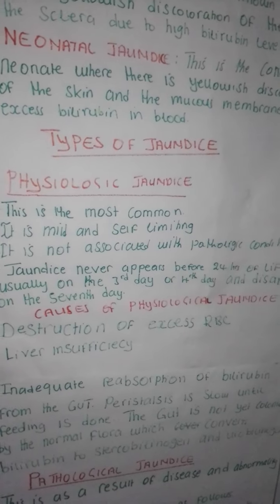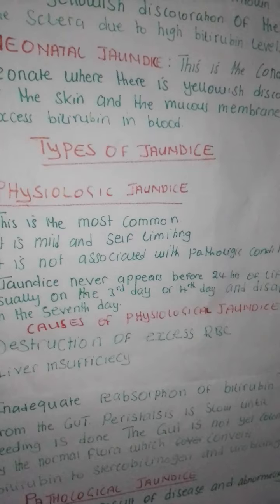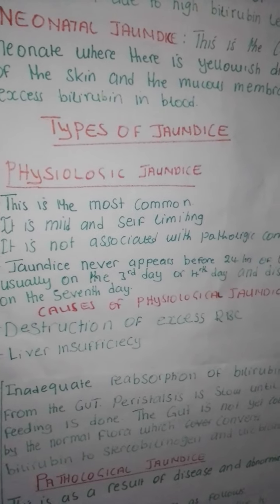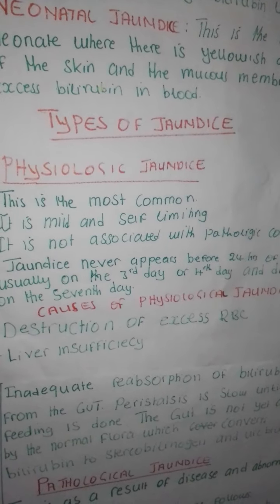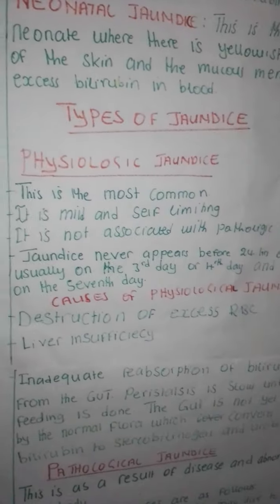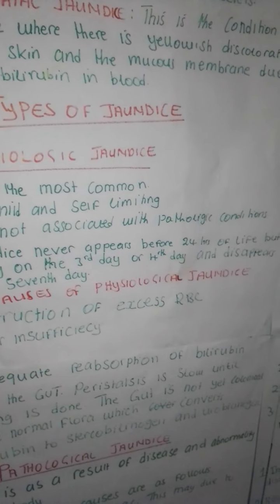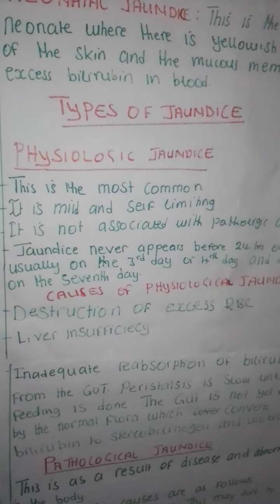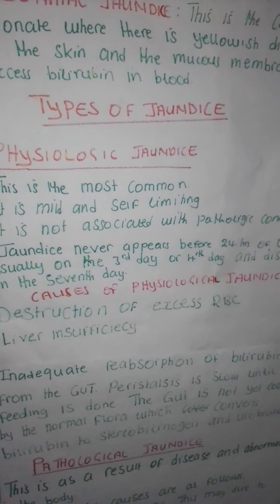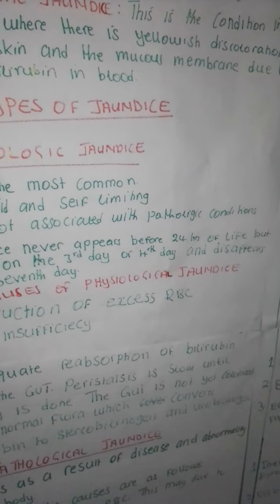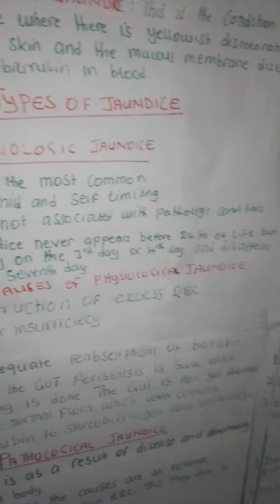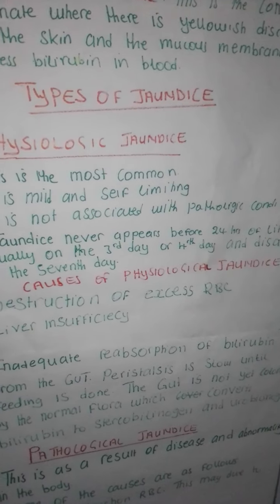Now, the types of jaundice. I've only picked two. There is physiological jaundice, which is the most common. Physiological jaundice is mild and self-limiting. It is not associated with a pathological condition. It never appears before 24 hours of life, but usually on the third and fourth day, and disappears on the seventh day.